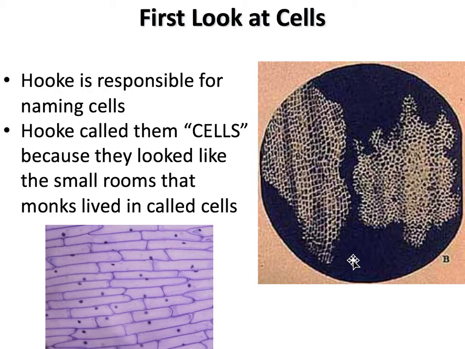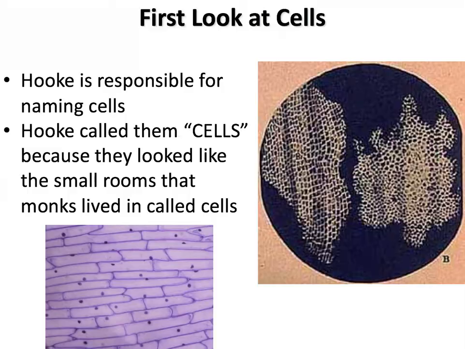This is his sketch. They looked like little boxes under the microscope next to each other. It's pretty similar to what you saw when we looked at the onion skin under the microscope, these boxes next to each other. And these boxes reminded him of cells because they looked like the small rooms monks live in, which were also called cells.